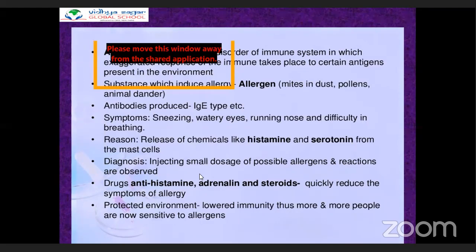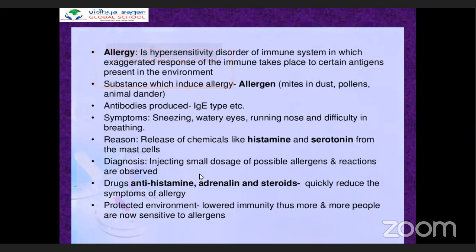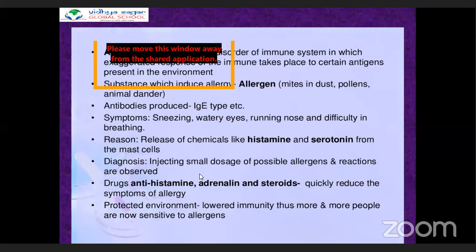Okay. They will wait for 24 hours. After that only, they will use that particular antibiotic. Those people who are going for surgery, they will test the antibiotics by making a circle in their hand. They will inject that particular antibiotic in their body and find whether it is causing an allergy in that particular person. Then only they will use that antibiotic for treatment. So diagnosis is injecting a small dosage of possible allergens and observing the reaction. Drugs like antihistamine, adrenaline, and steroids quickly reduce the symptoms of allergy.